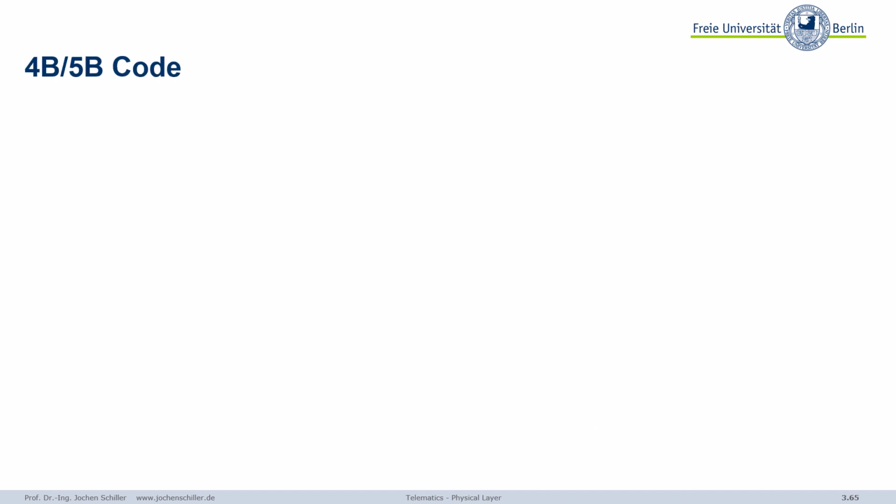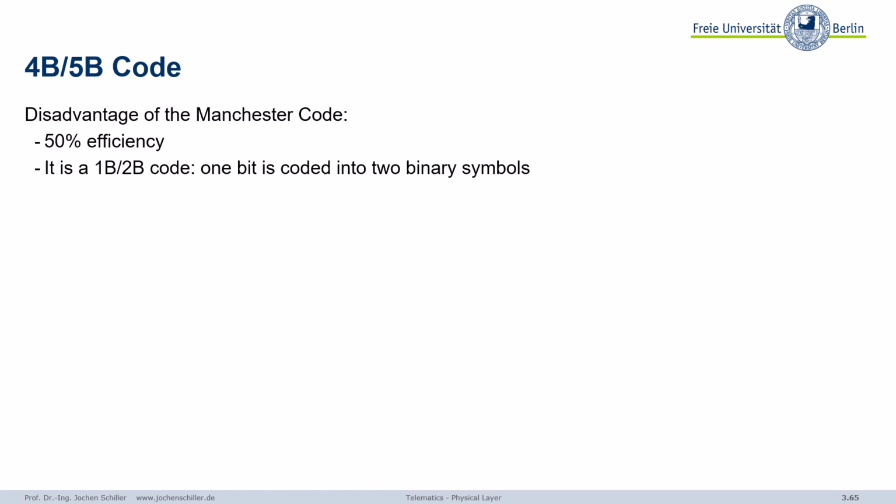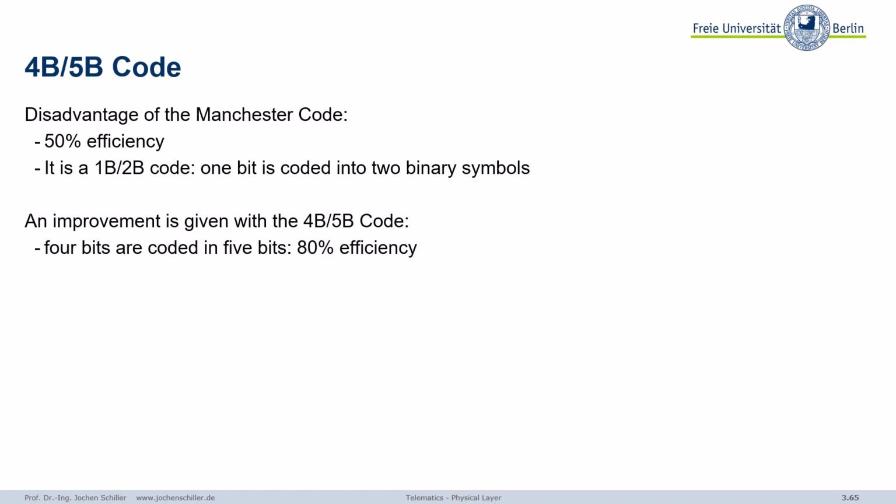And this was the idea of, in this case, the 4B/5B code. For the efficiency, Manchester's 50% can also be called a 1B/2B code, so 1 bit is coded in 2 binary symbols. Not efficient: 1 bit in 2 symbols, because we need this additional edge. So the idea is, because we are digital anyway, why not combine 4 bits and code them as 5 bits? How does it help?